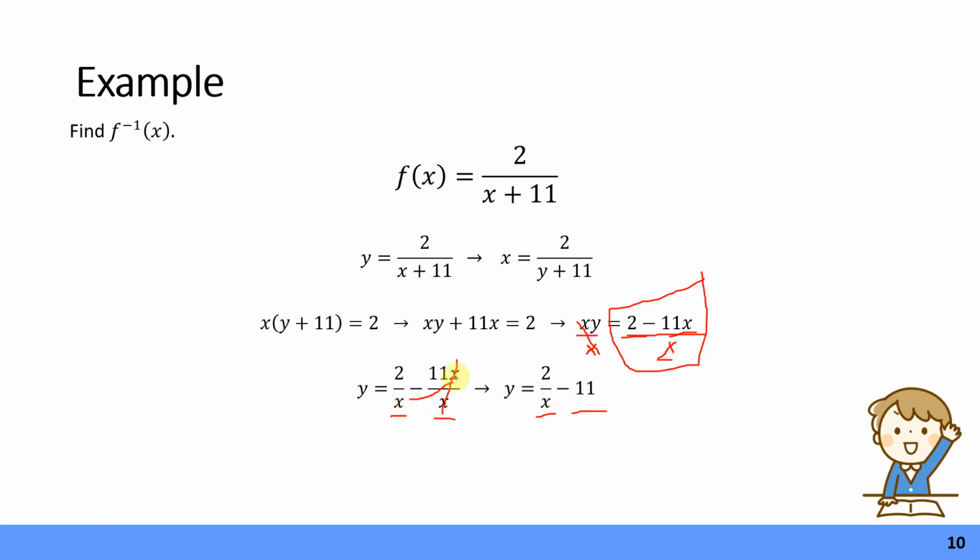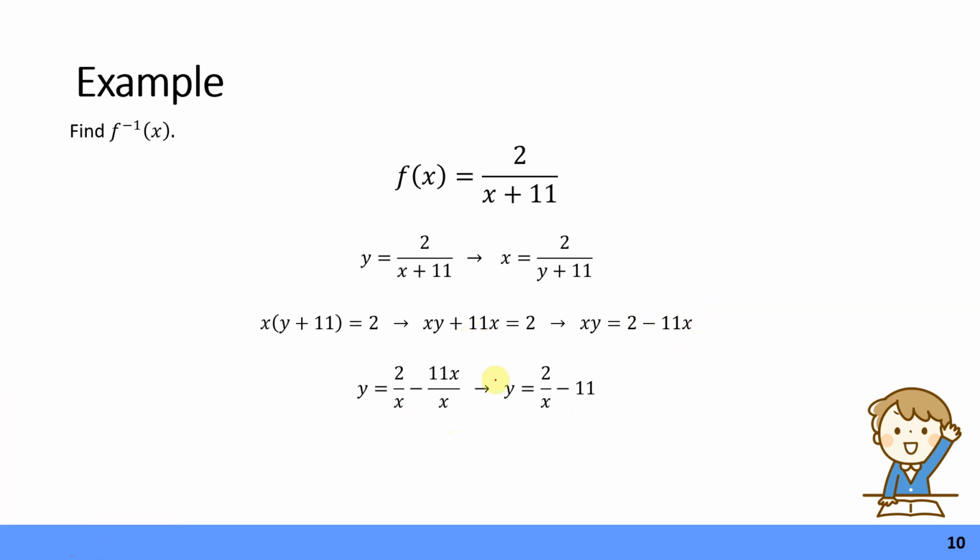Okay, so I am going to warn you. Up when you're in this step, make a little note. You cannot cancel these x's out because on the top, there's two things. So you have to divide both of them by x, which is what we did here, the 2 divided by x separately, and then the 11x divided by x.